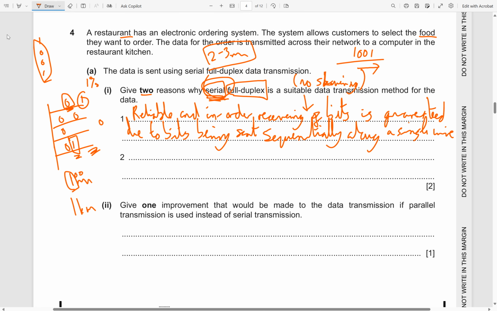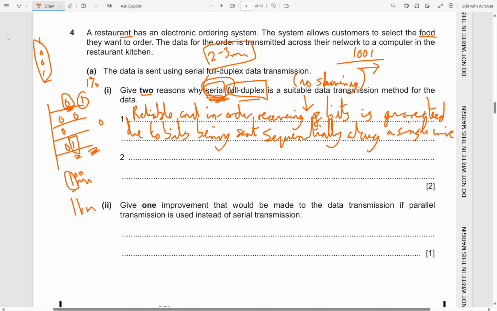So yeah, you can say here, well, serial is going to be sufficient for the small amount of data that we're sending. Now, if, for example, you're talking about live streaming some HD video, well, then of course you're going to want parallel, because you're going to need that higher bandwidth. Right, so let's look at the second one, full duplex.